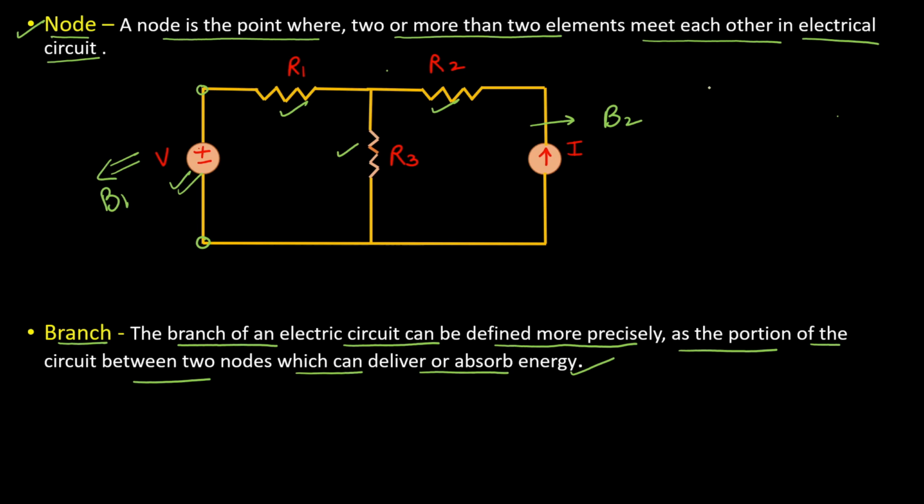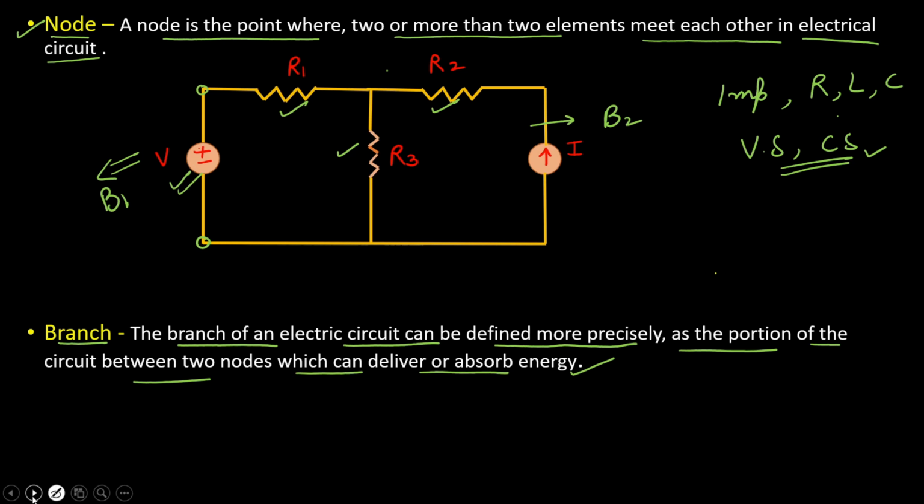Each branch has its own characteristic. For example, branches can be used to show impedance. They can also be used to show resistance, inductance, capacitance, voltage sources, and current sources. I hope it is clear what a branch is.